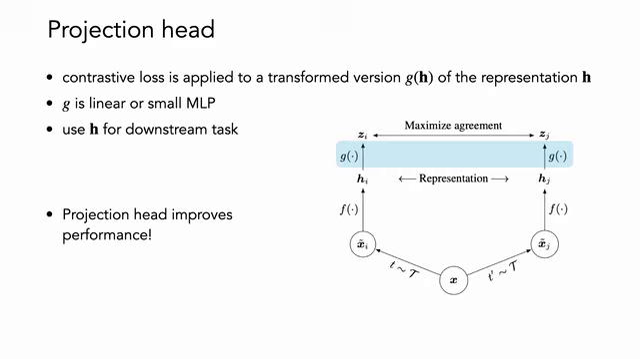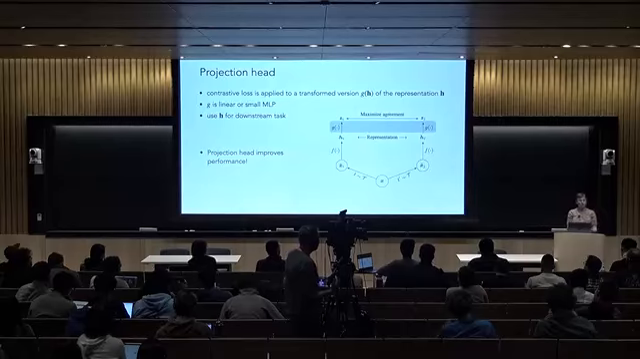And G will be something quite simple, right? A linear projection or a very small multi-layer perceptron. And then you don't actually use Z, which is this projected space where you're calculating your loss, as your representation. Instead, you use H.